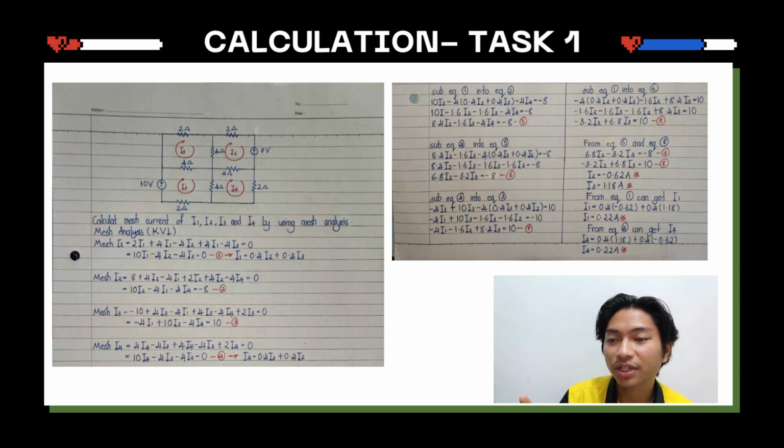And the final one is mesh at I4: 4I4 minus 4I3 plus 4I4 minus 4I2 plus 2I4 equal to 0. And the final equation is 10I4 minus 4I3 minus 4I2 equal to 0.